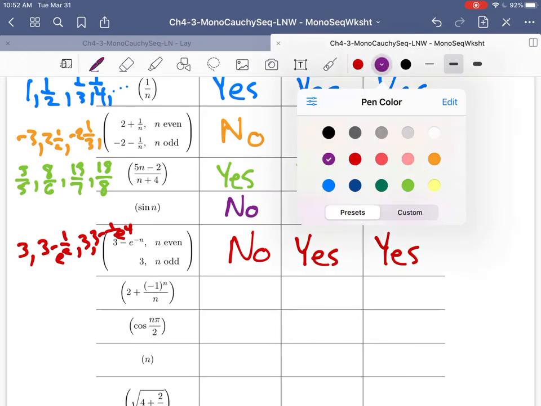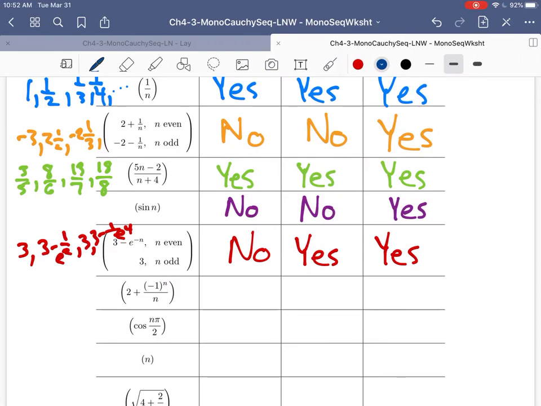Here on this last example that we'll take a look at, here we have 2 plus -1 to the n over n. And so there, when n is equal to 1, we will have just the value 1. When n is equal to 2, we'll get 2.5. When n is equal to 3, we'll get 2 minus 1/3. So we'll get 1 2/3. And then it will kind of continue to go on.